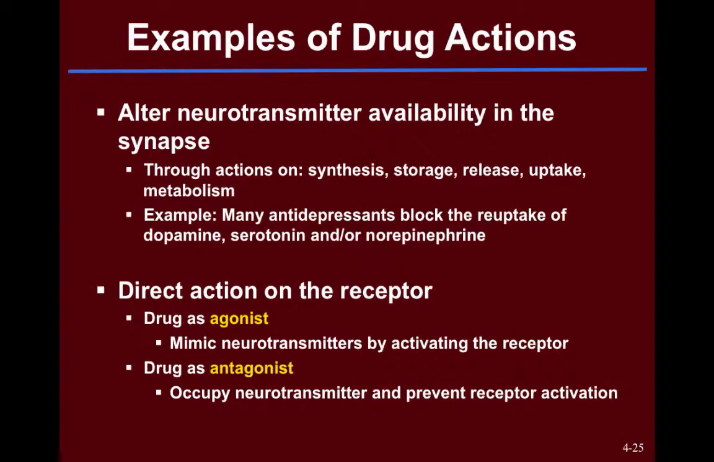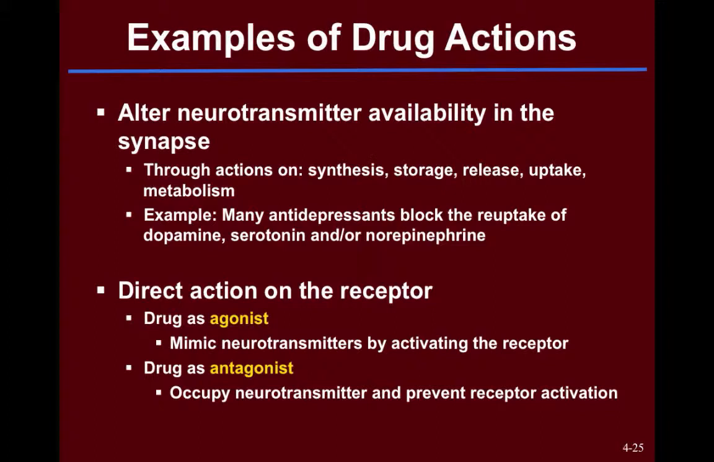So we went through our list of neurotransmitters, those important ones for everything from cell function to emotion. Now, drugs can actually alter whether those neurotransmitters are available in the synapse or not. We went through all those steps in the process of neurotransmission, and drugs can impact all of those. So it might affect synthesis, where the neurotransmitter is being created. It might affect storage, release, and uptake, where it's crossing the synapse, or it might affect metabolism.